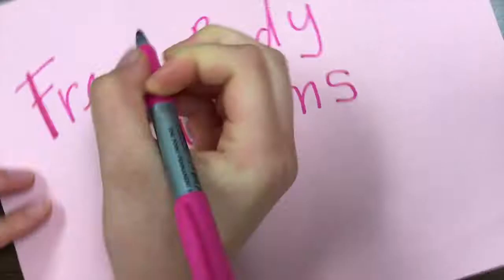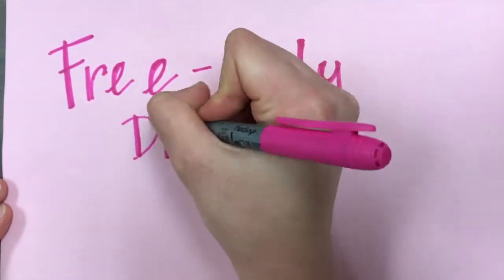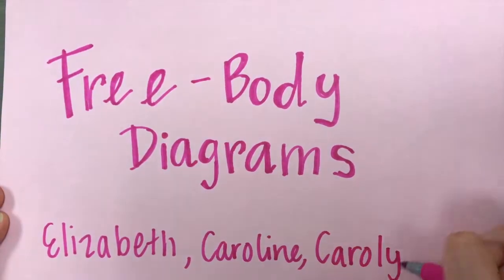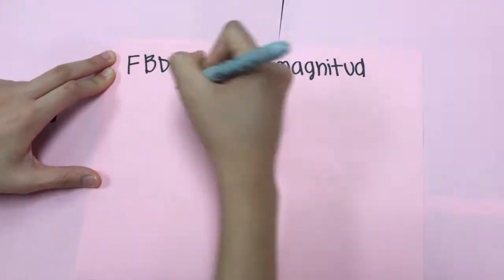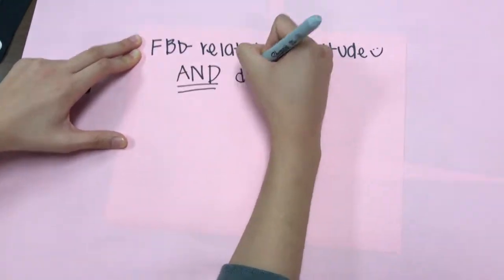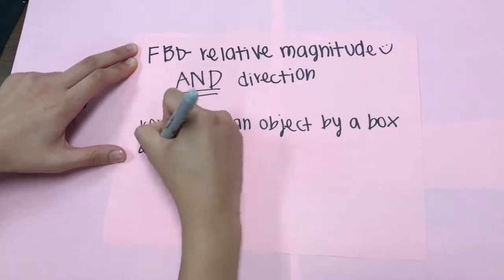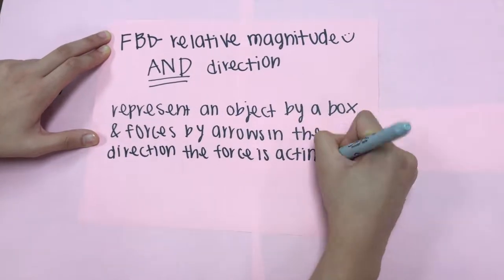To be reviewing free body diagrams, when to use them, and we're going to go over some scenarios when you would use them in a problem. Free body diagrams are used to illustrate the relative magnitude and direction of forces on an object. Usually, an object is represented by a box and the forces by arrows in the direction in which the force is acting on the object.